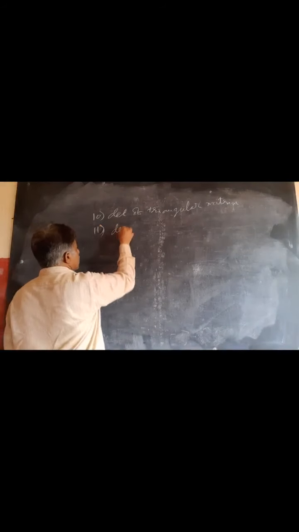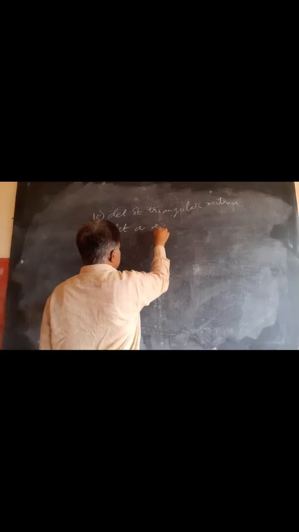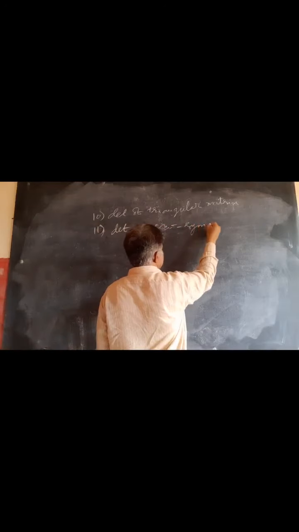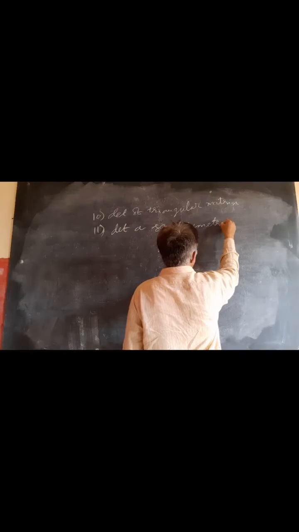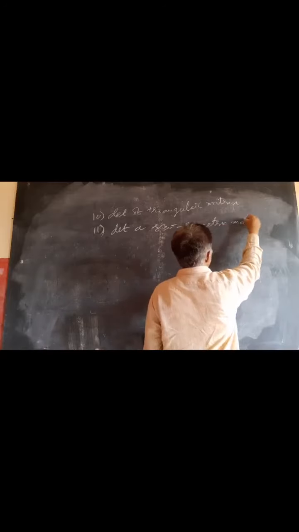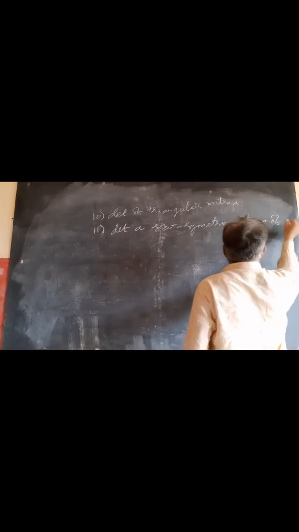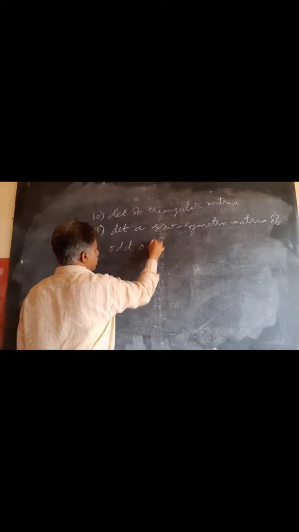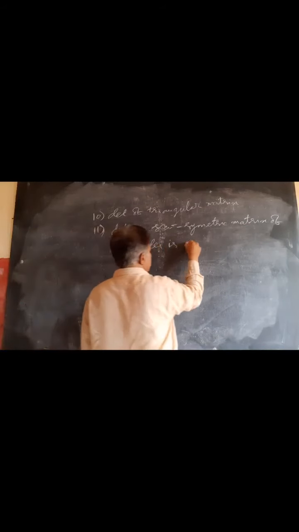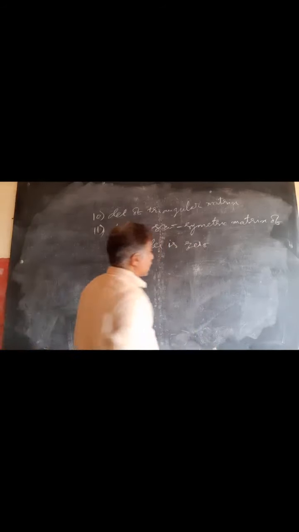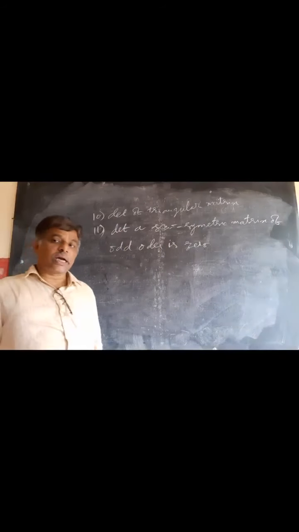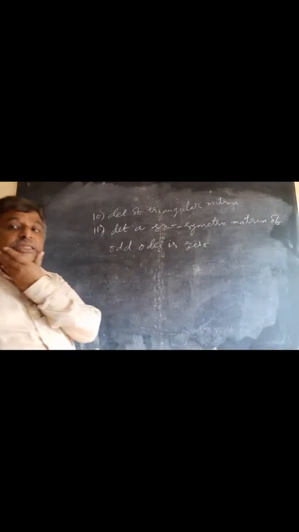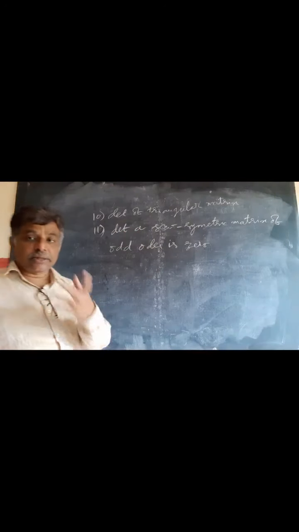Next, det of a skew symmetric matrix of odd order is 0. So without calculating, if it is a square matrix of odd order and it is a skew symmetric matrix, then we can say its det is 0 directly.